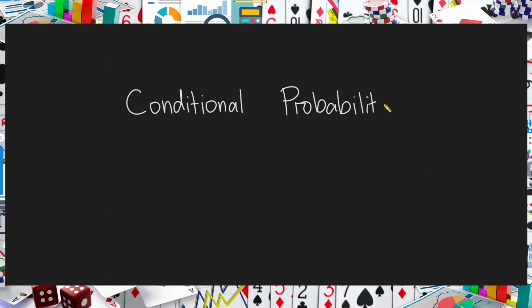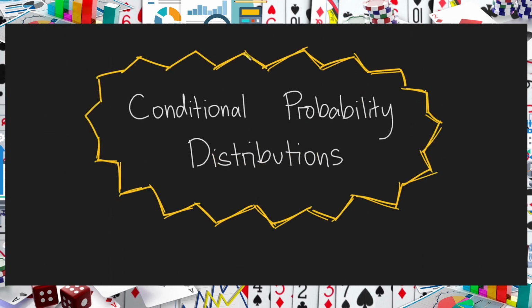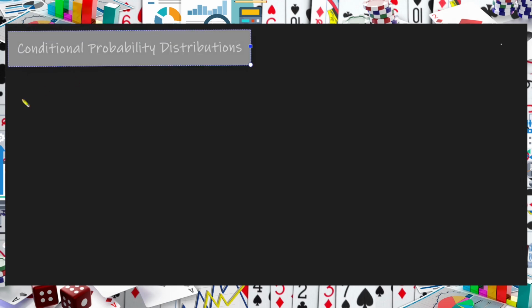Hey guys, in this video we are going to talk about a special application of joint probability distributions. So that is conditional probability. The fact that joint probability distributions are defined by two or more variables allows us to combine this topic with conditional probabilities, which is also defined by two or more variables.